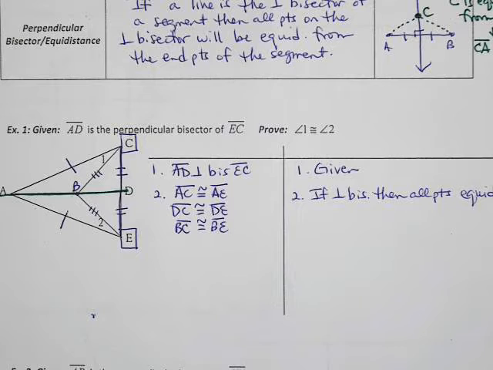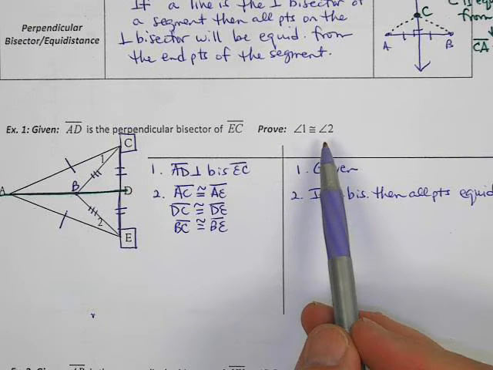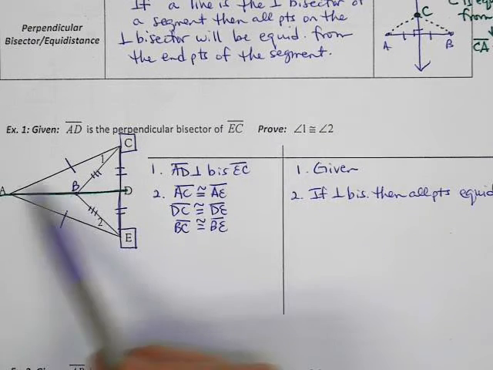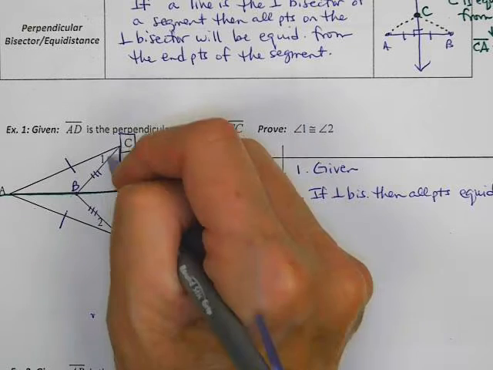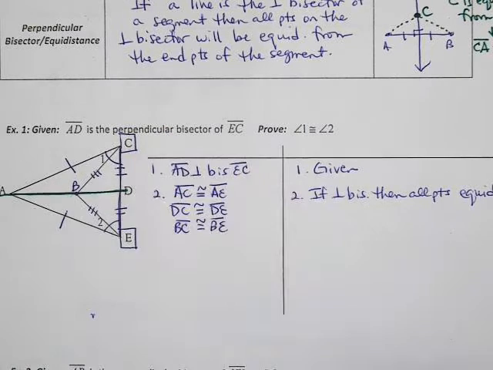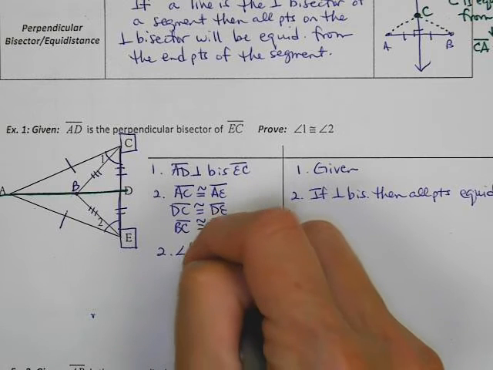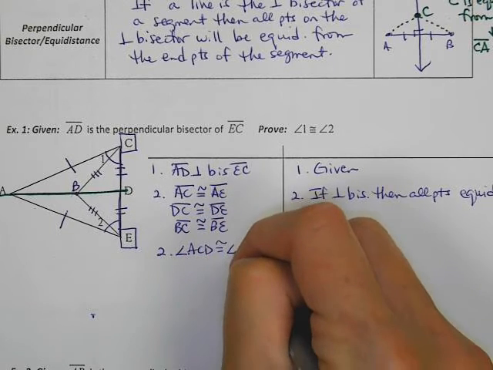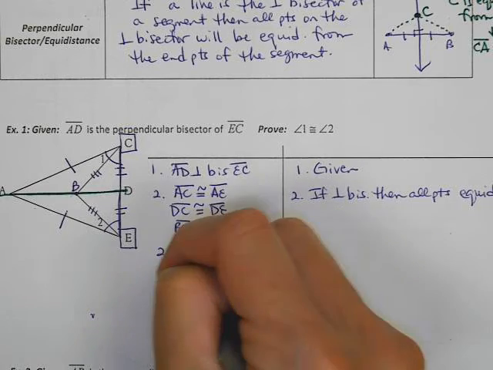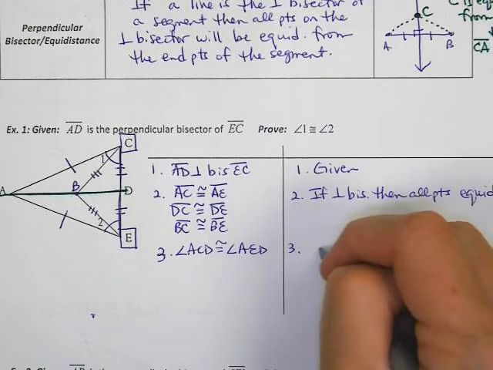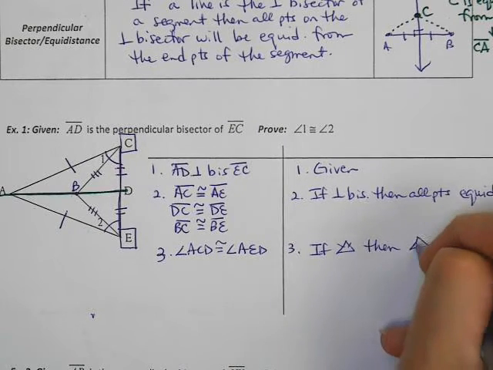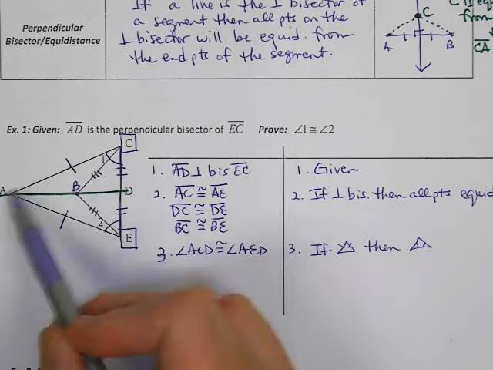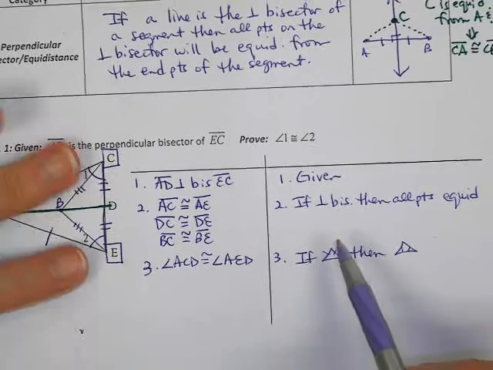All right, so now the question is, how am I going to get angle 1 and angle 2? Well, I want you to first look at this big triangle right here, and maybe even look at it sideways. This big triangle has these two sides congruent. So if those two sides are congruent, aren't these two angles congruent? So I can say angle ACD is congruent to angle AED. This is line 3. I'm having trouble counting. If sides, then angles.